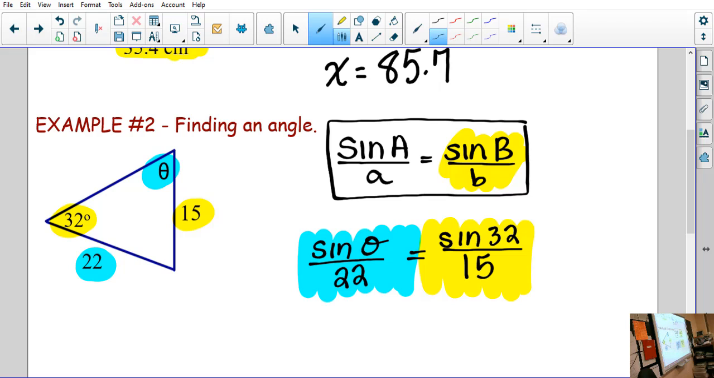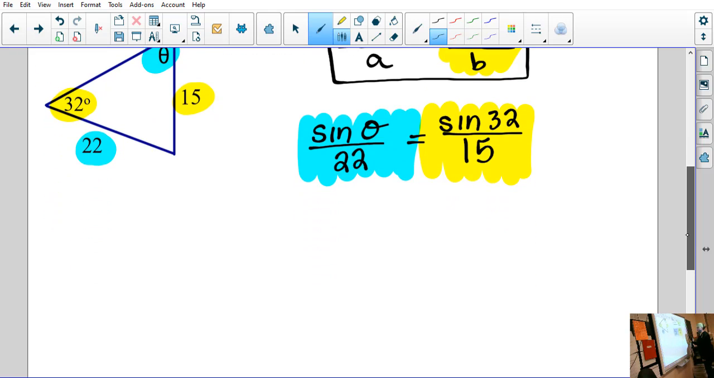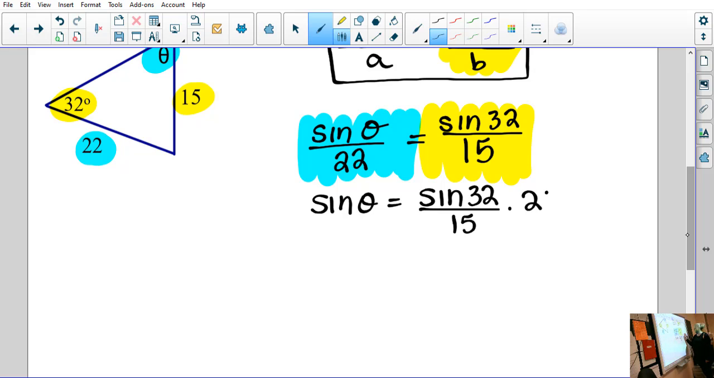Now what I'm trying to do is get the angle all by itself. What's the first thing I'm going to have to do? Remove the 22. How do you get rid of dividing by 22? Okay, so I'm going to just leave this as sine theta for right now. This would be sine 32 divided by 15 times 22.